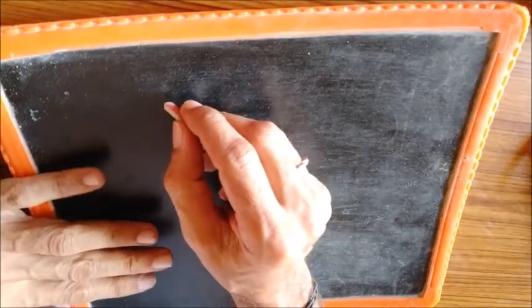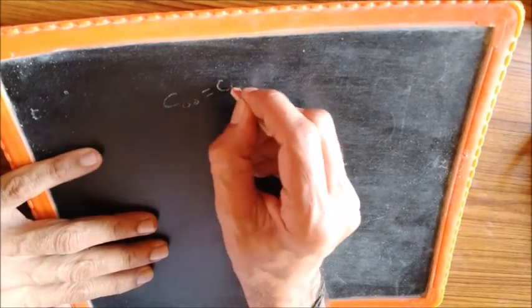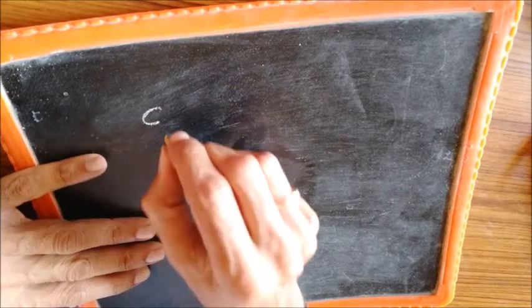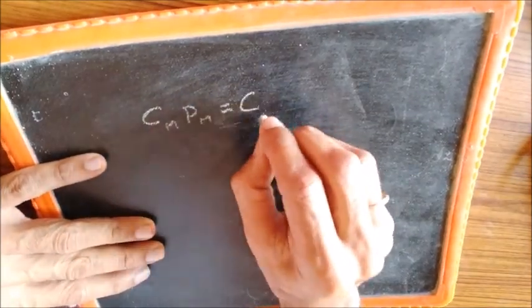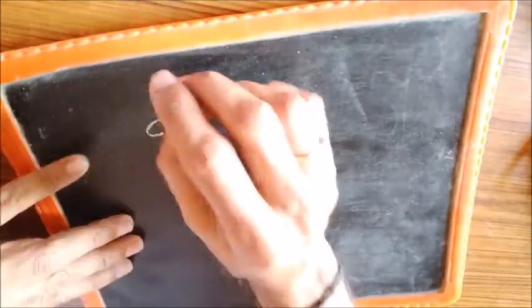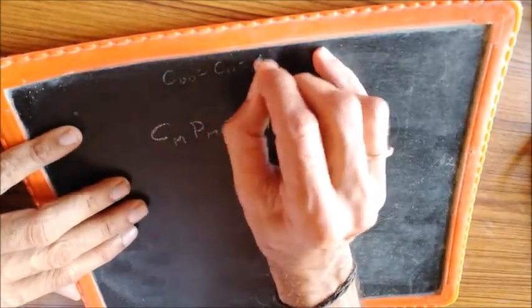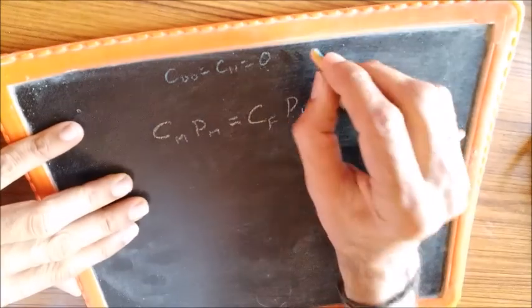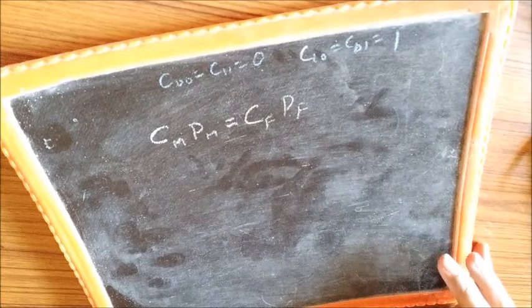So we go back to the minimax equation, and in the present context, since C00 is equal to C11, the minimax equation becomes CM PM is equal to CF PF. I just repeat it again. In this problem, we have been told that C00 is equal to C11 is equal to 0, no cost for a correct decision. C10 is equal to C01 is equal to 1, cost is 1 for a wrong decision.